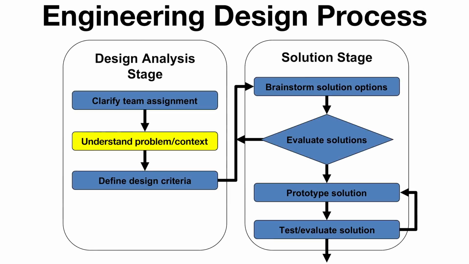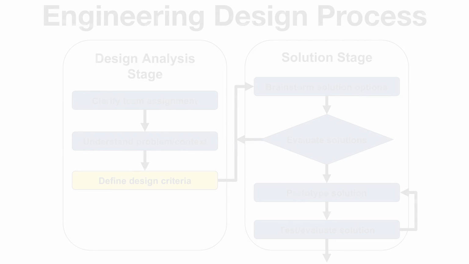The third and final step in the design analysis stage is defining the design criteria. This is the step when you formally define the design goals. These design goals are typically expressed as design criteria, with an objective paired with a quantitative value. For example, the device must weigh less than 5 kilograms.